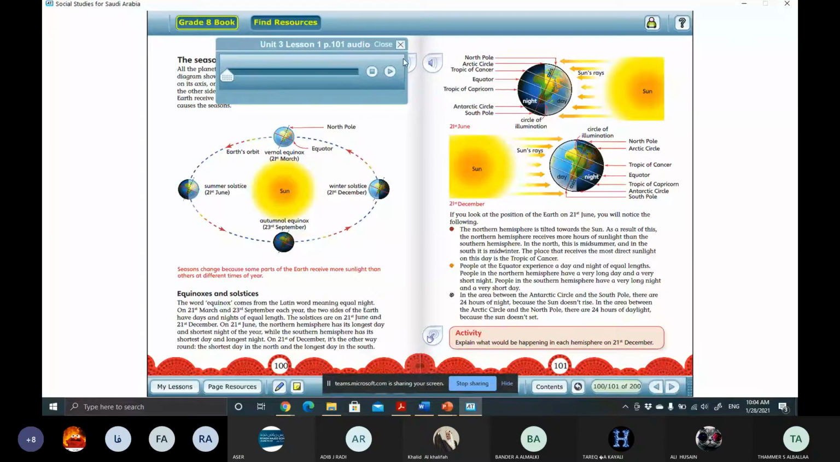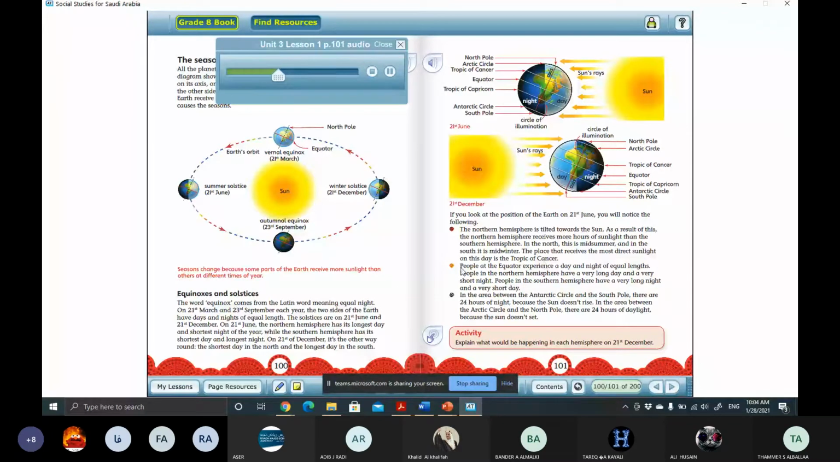If you look at the position of the Earth on the 21st of June, you will notice the following. The northern hemisphere is tilted towards the sun. As a result of this, the northern hemisphere receives more hours of sunlight than the southern hemisphere. In the north, this is midsummer, and in the south, it is midwinter. The place that receives the most direct sunlight on this day is the Tropic of Cancer.